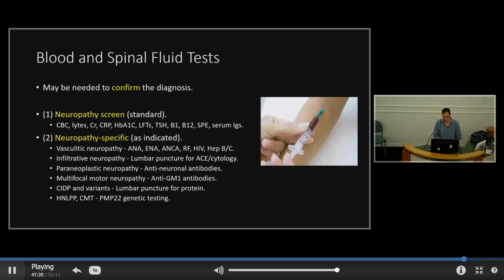Now, if you have a generalized neuropathy and you're thinking, oh, clinically it could be vasculitic or infiltrative or one of these other things, these are the tests you order to more specifically pinpoint that. I would not order these tests unless there's a clinical indication. But if there's a clinical indication, by all means, do it. Okay? So I won't go through them. The list is there.